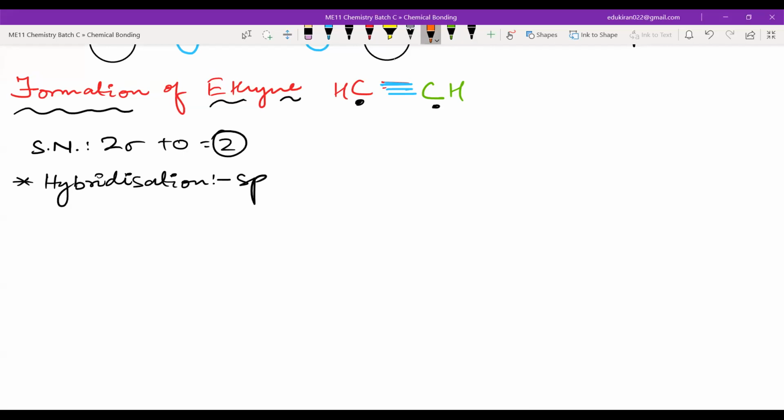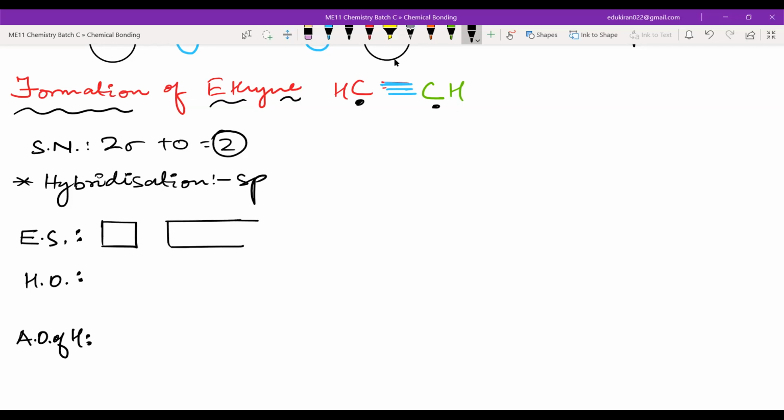Now for both of them, again, I will be writing the excited state and all those things. So we will write first of all the excited state for both of them. Then we will write the hybrid state for both of them. After that, we will also have to write the hydrogens, the atomic orbital of hydrogens. So the excited state will be having a 2s and 2p. Okay, this is 2s, this is 2p.